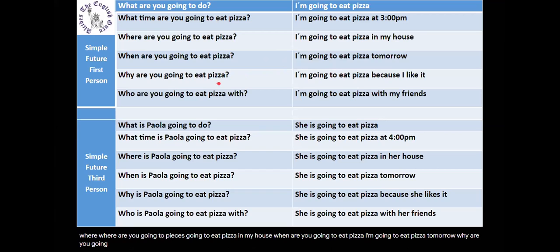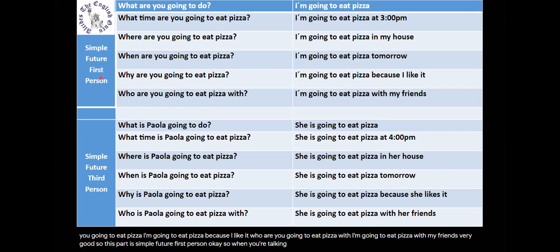Why are you going to eat pizza? I'm going to eat pizza because I like it. Who are you going to eat pizza with? I'm going to eat pizza with my friends. Very good. So this part is simple future first person.